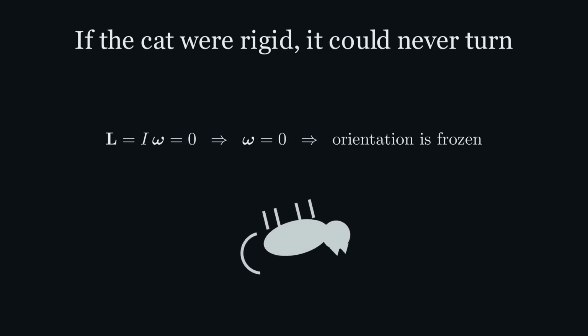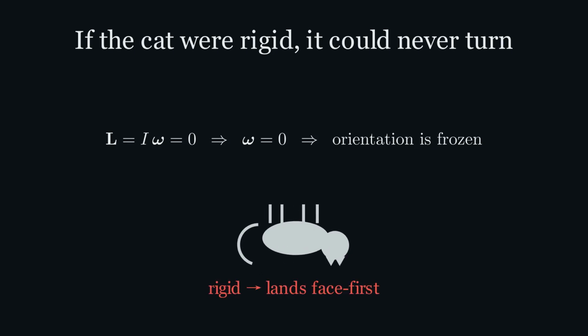First, why is this hard at all? If the whole cat were a single rigid block, the maneuver would be flatly impossible. With zero angular momentum, a rigid body's spin rate is zero at every single instant. And if you are never turning, your orientation can never change. Freeze the cat solid, and it lands face first, every time.